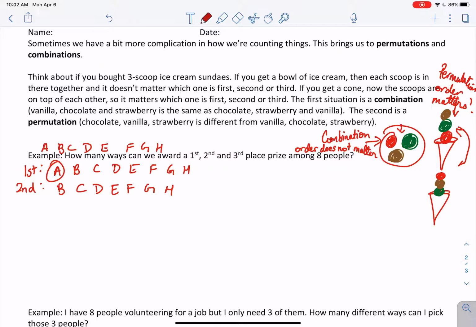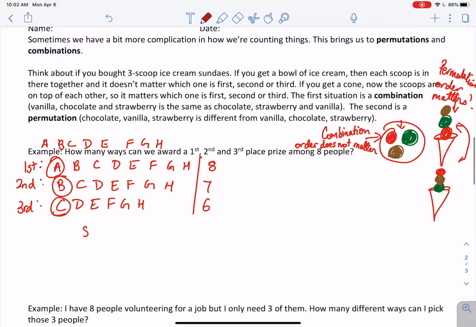So second is going to be only these options, and I give it to B. For third, now my possibilities are C, D, E, F, G, H, and I'm going to give it to C. So that's one way I could have done this. I had 8 choices to pick for the first place. I had 7 choices, and then I had 6 choices. So overall, I had 8 times 7 times 6. I had 336 choices.